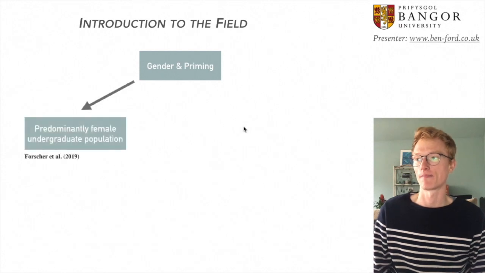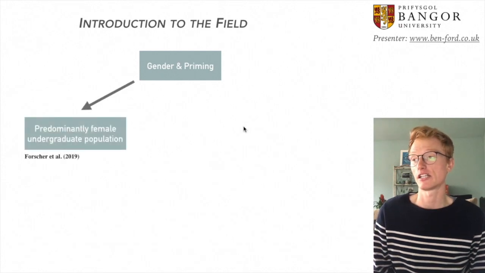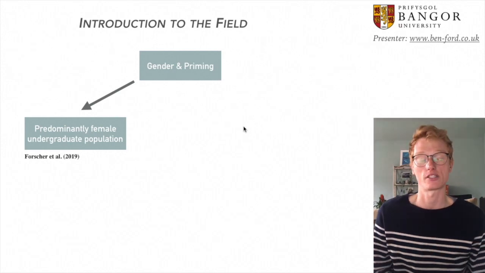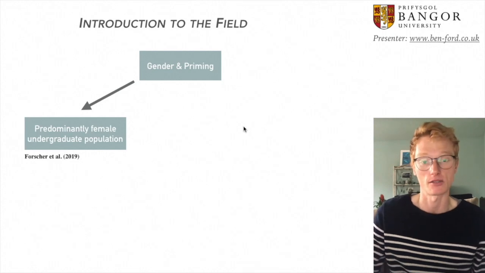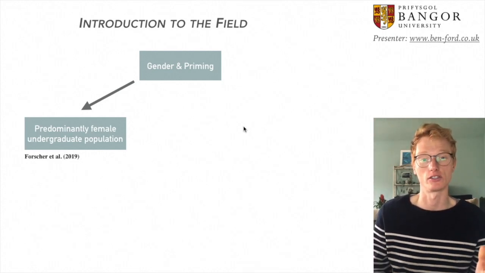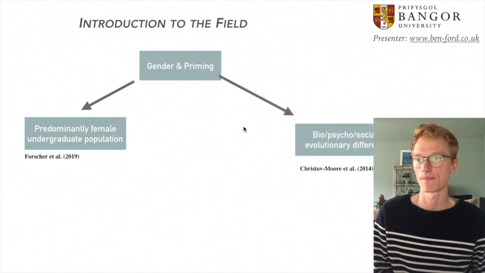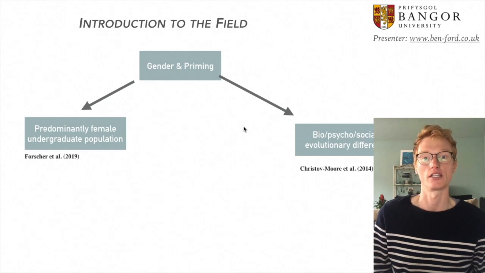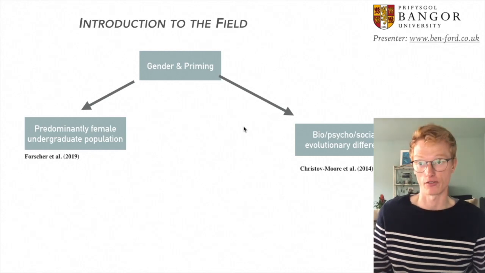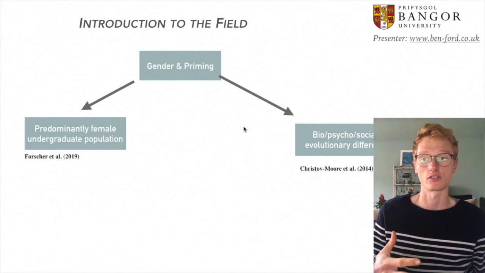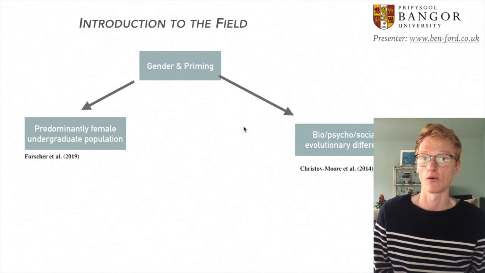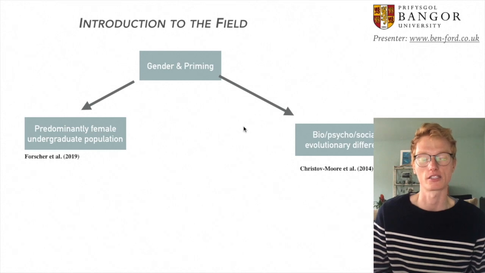So gender and priming. The research has recently told us that the majority of priming studies use a predominantly female undergraduate population, and so it's difficult for us to make larger conclusions about the wider population and how they might respond to priming stimuli. So Christoph and Moore and their colleagues created a really broad literature review that focused on the social and evolutionary biological differences of gender and how our differences might feed into our differences in responses towards priming stimuli.